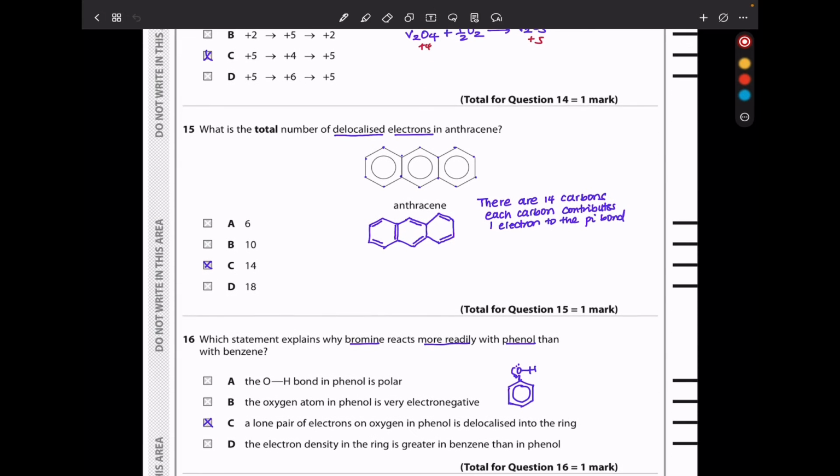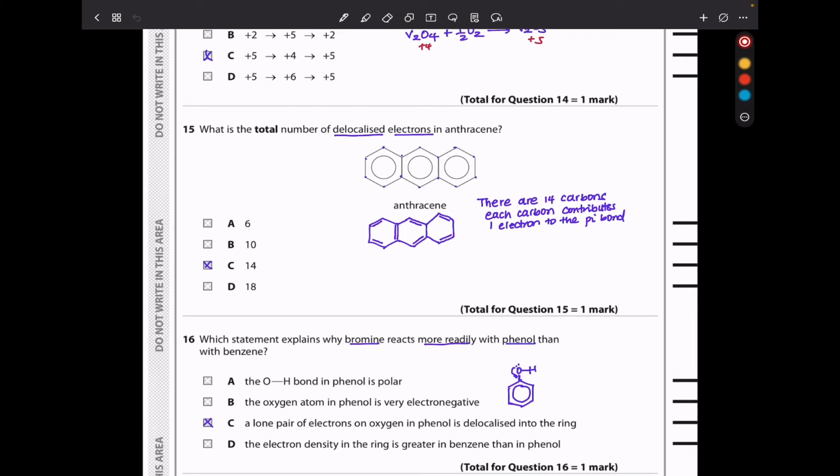In question 15, what is the total number of delocalized electrons in this compound here? I try to draw it for you here, but the key thing is even if you do not draw, the number of delocalized electrons is going to equal the number of carbon atoms that are present, because each carbon atom contributes 1 electron to the delocalized system if we see the structure here.